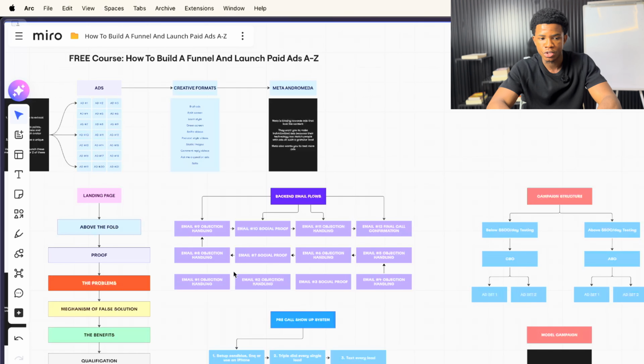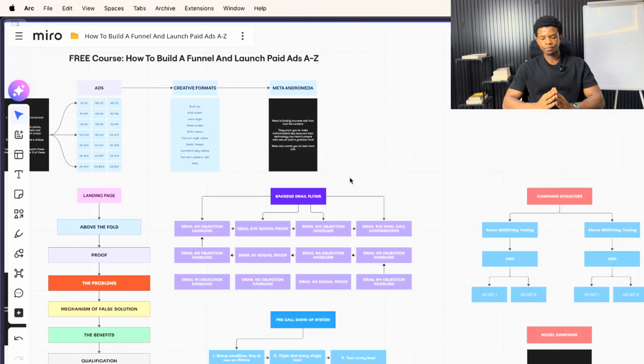Your backend email flows are one of the key mechanisms that we use to increase the intent and educate people before the call. A lot of people try to complicate this. This is really not that complicated. You can do about 9 emails, 12 emails, 16 emails, and just spread them out over a 72-hour period. Because again, we want people booking calls 72 hours into the future at maximum. Sometimes we do 5 days maximum, but never let it get past 5 days.